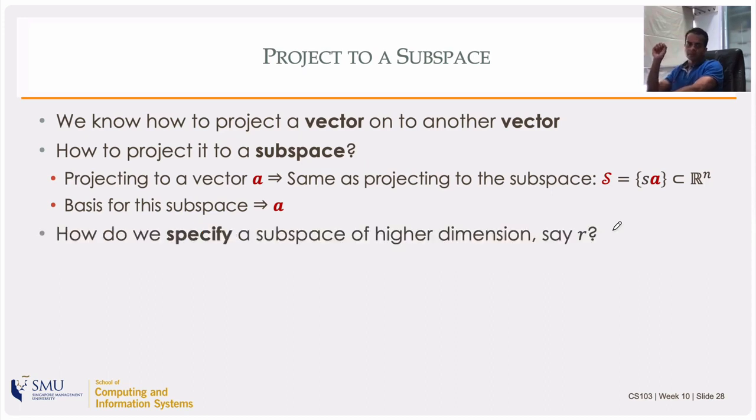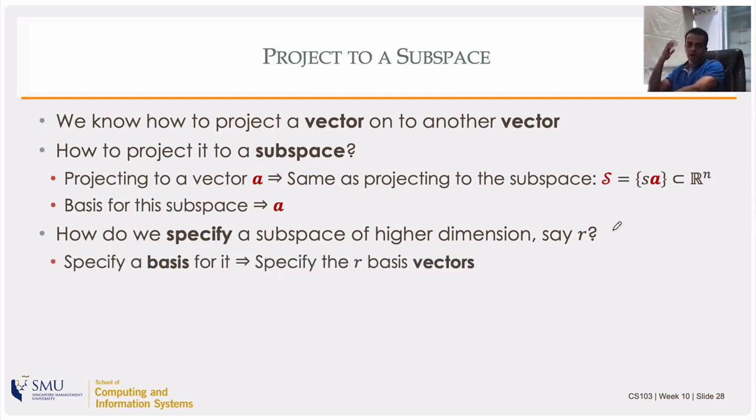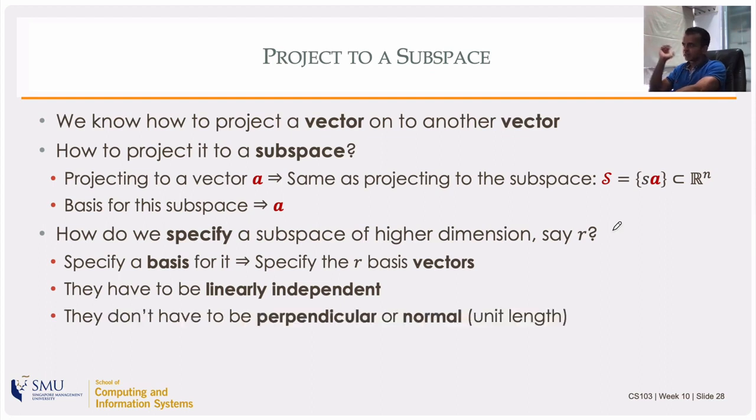Now, suppose the subspace is not just a one-dimensional subspace, but an R-dimensional subspace. Say R is 2. So how do you specify a subspace? All you have to do is to specify the basis vectors. So in the case of R, you have to specify R basis vectors. That would define the subspace in Rn. And then we're hoping that we will be able to project onto that space. Of course, when you're specifying the subspace using basis vectors, the vectors will have to be linearly independent. That is a requirement of a vector to be a basis vector. But they don't have to be perpendicular or normalized.